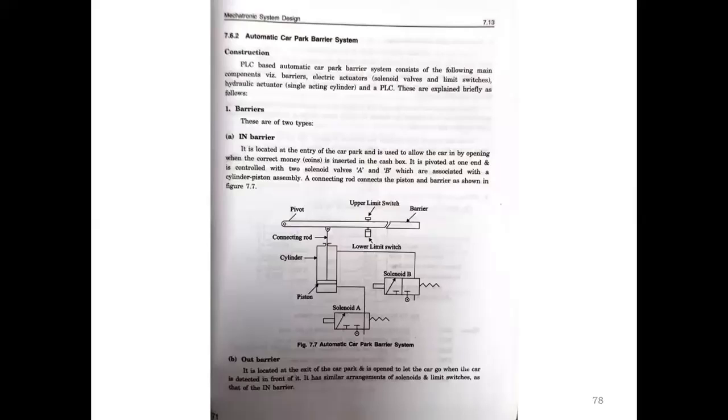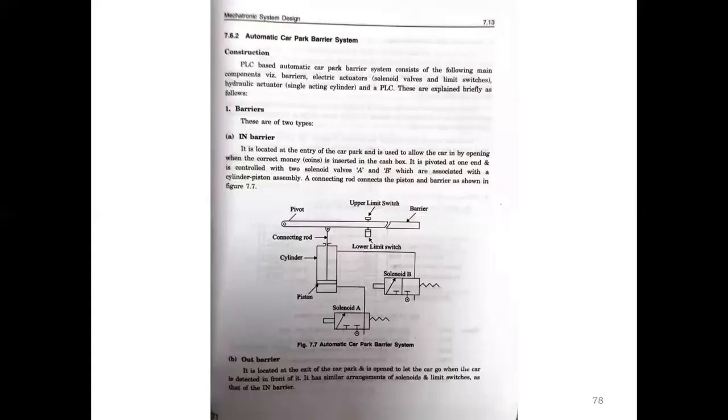It consists of the following main components: batteries, barriers, electric actuators, that is solenoid valves and limit switches, hydraulic actuators, a single acting cylinder, and a PLC. These are the concepts. First, barriers. There are 2 types of barriers: the in barrier and the out barrier.